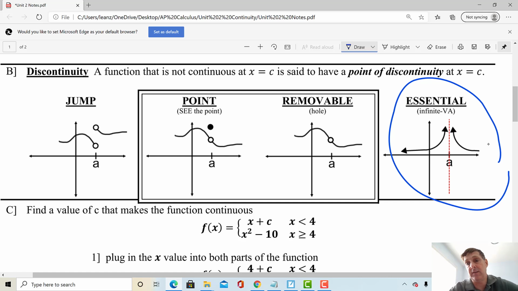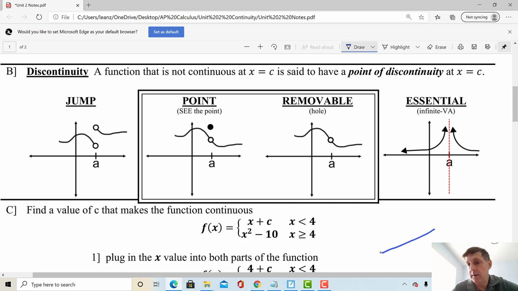one-sided limits does not exist. So if the limit was equal to infinity, that's the same thing as does not exist. So at least one of the one-sided limits does not exist. Another example could be an endpoint. For an endpoint, you have the limit from one side exists, but there's no graph on the other side. So again, at least one of the one-sided limits does not exist, and that's essential.